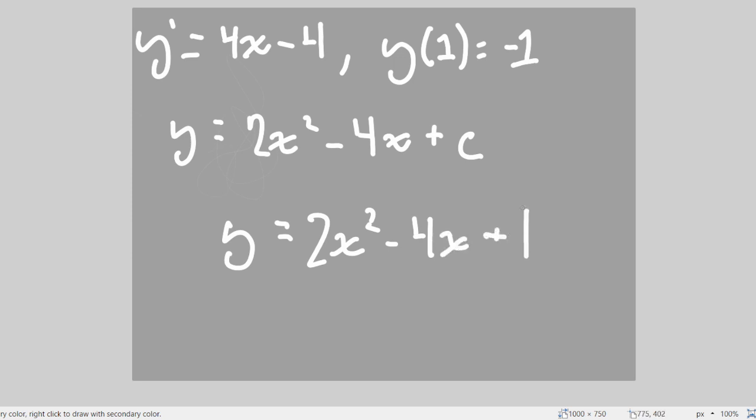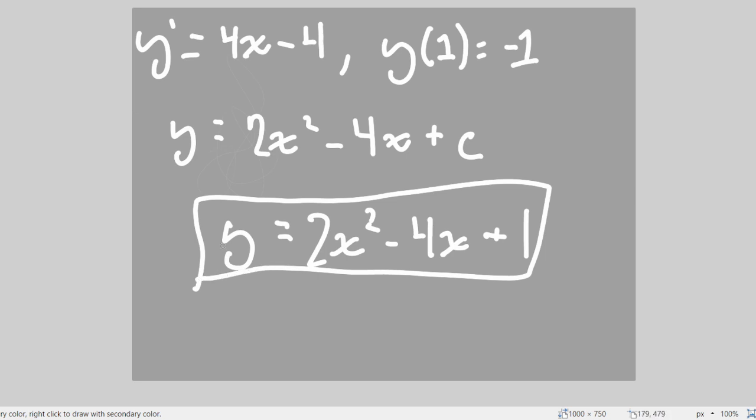And so now, if we plug in 1 for x, we will now end up with negative 1. This is the solution we're looking for. This is our final answer. So that is the first two lessons in our book, in our lesson. So that's that. And then shortly I'm going to hop over to slope fields and we're going to finish off.